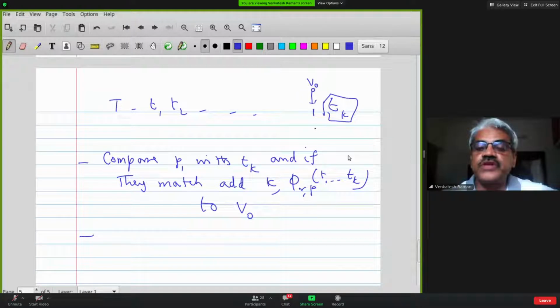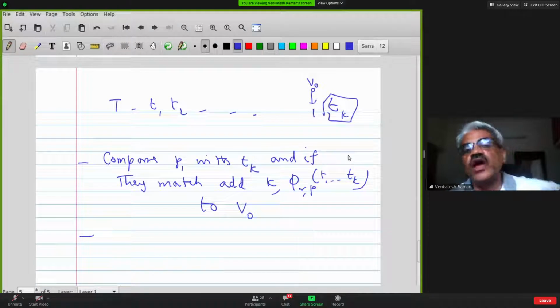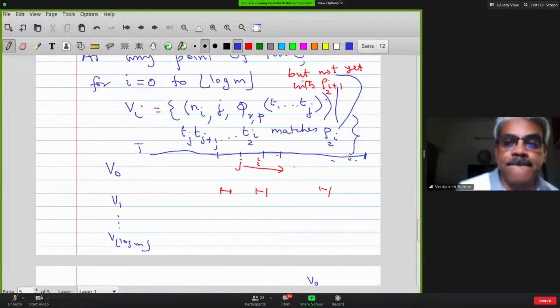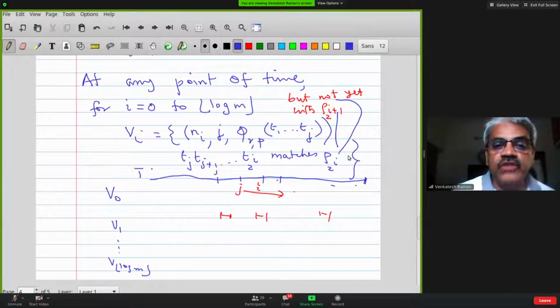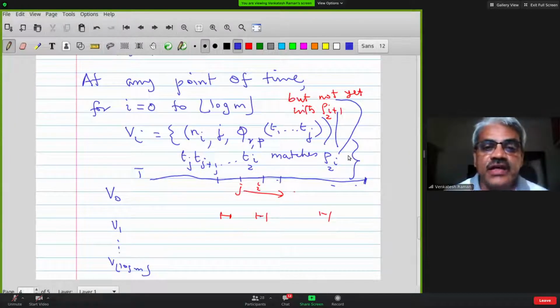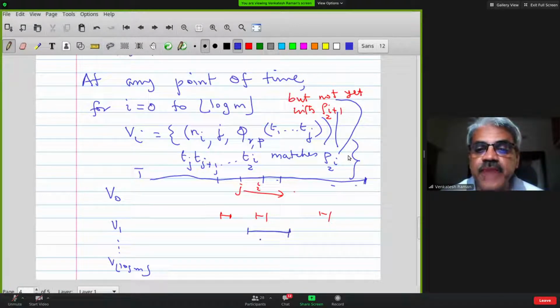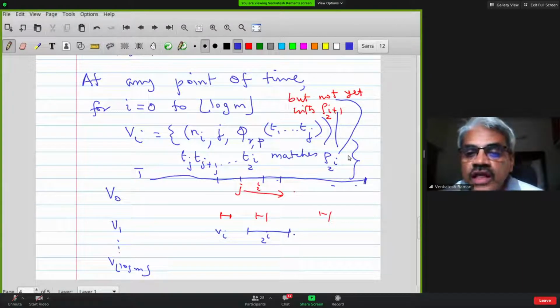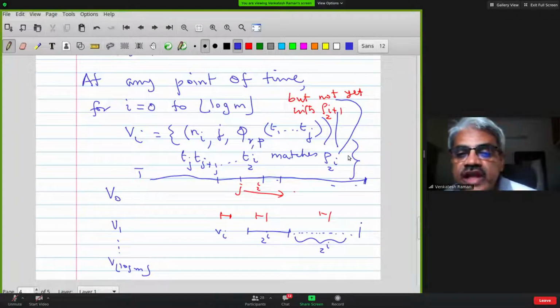But the problem is, I didn't know this character. How do I figure out this character? Because here is an element which was in V0, which means that I know it matched P1, and I compare it with it. At any point of time, let's say this was a position which matched 2 power i characters, and so this was in Vi. Now these characters have come and gone. I don't know them. Now the new character comes and this length is 2 power i. So I want to see whether I can promote this to Vi plus 1 or drop it, right?